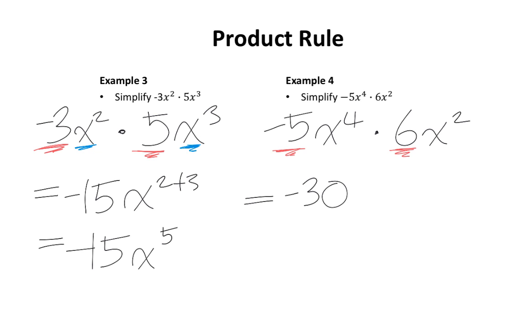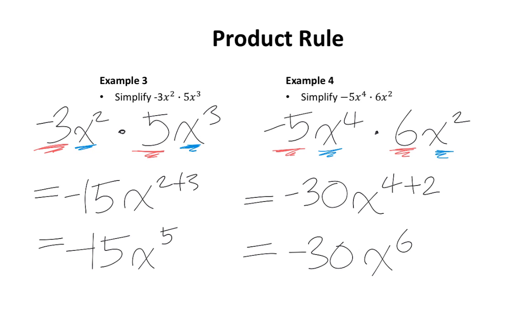Next, you have x to the power of 4 multiplied by x to the power of 2. When you're multiplying exponents with the same base, you add the exponents. The base for both of these exponents are x, so you can just add the exponents. So I have x to the power of 4 plus 2, and that simplifies to negative 30x to the power of 6.